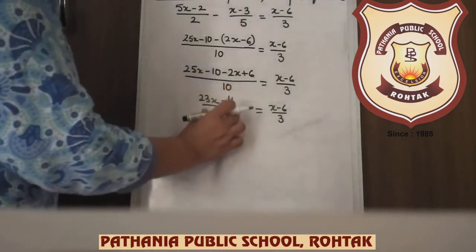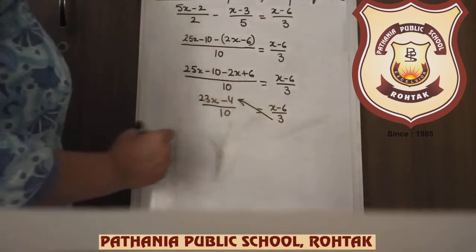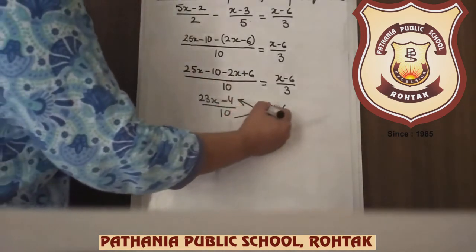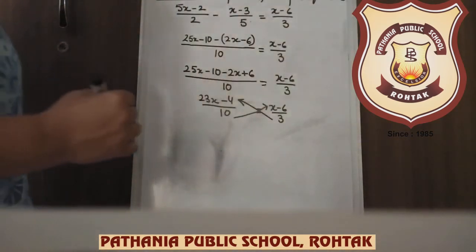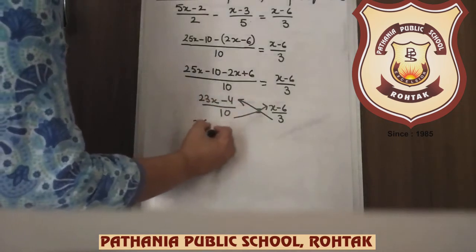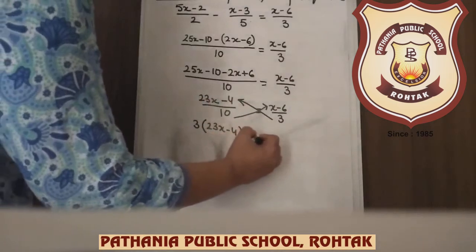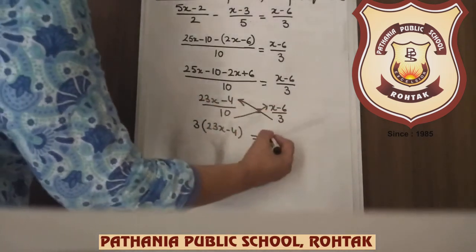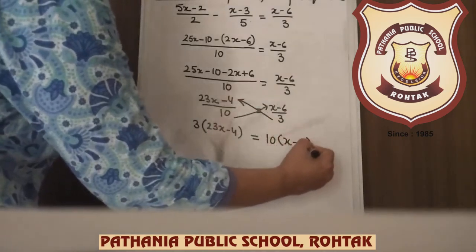Now, whenever fractions are there, cross multiply the denominator of one fraction to the numerator of the other. So 3 will multiply with 23x minus 4, the equal to sign as it is, and 10 will multiply with x minus 6.